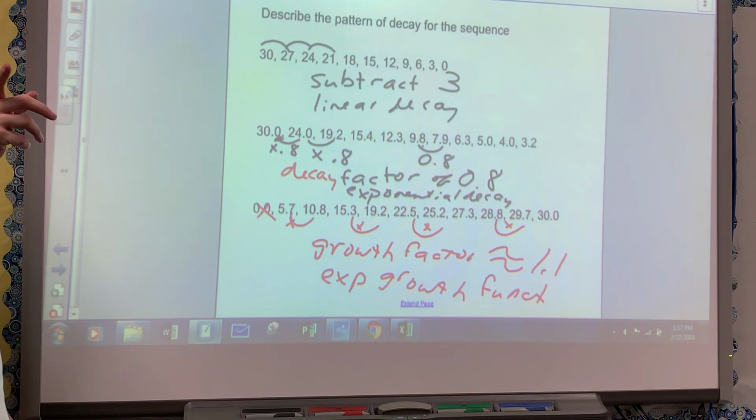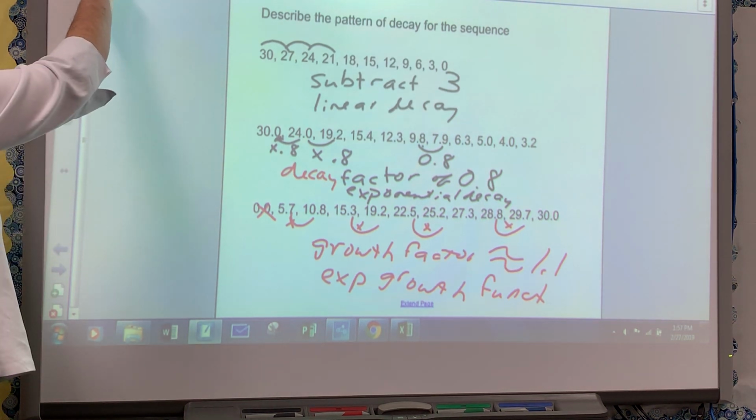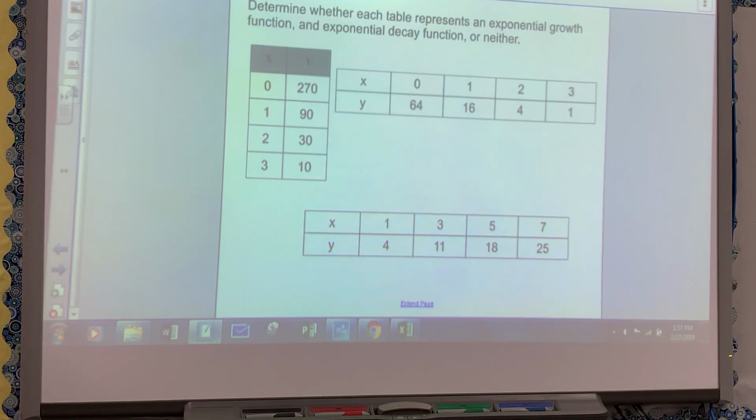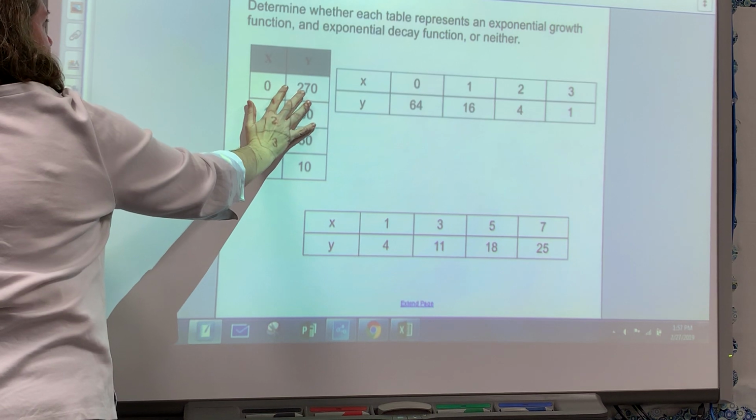Are you still writing? I'm almost done. I'm just writing the function. Okay, now, you know how to do these, because we already did it when we did exponential growth. So do this one first.